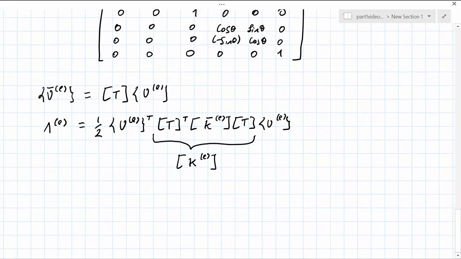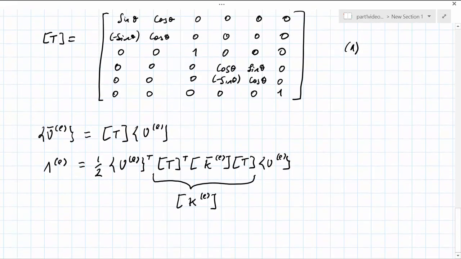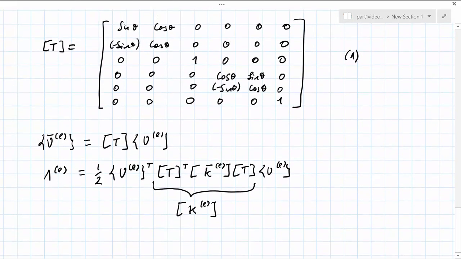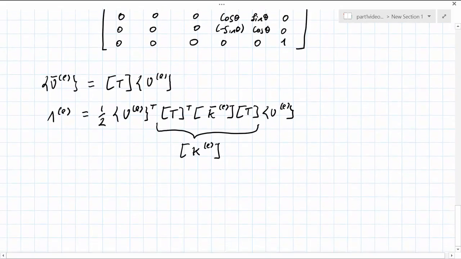It's usual practice when computing plane frame elements, because of the large number of elements in the stiffness matrix and transformation matrix, to independently calculate the transformation matrix T and the local element stiffness matrix K bar E, multiplying them together using a computer program such as MATLAB.